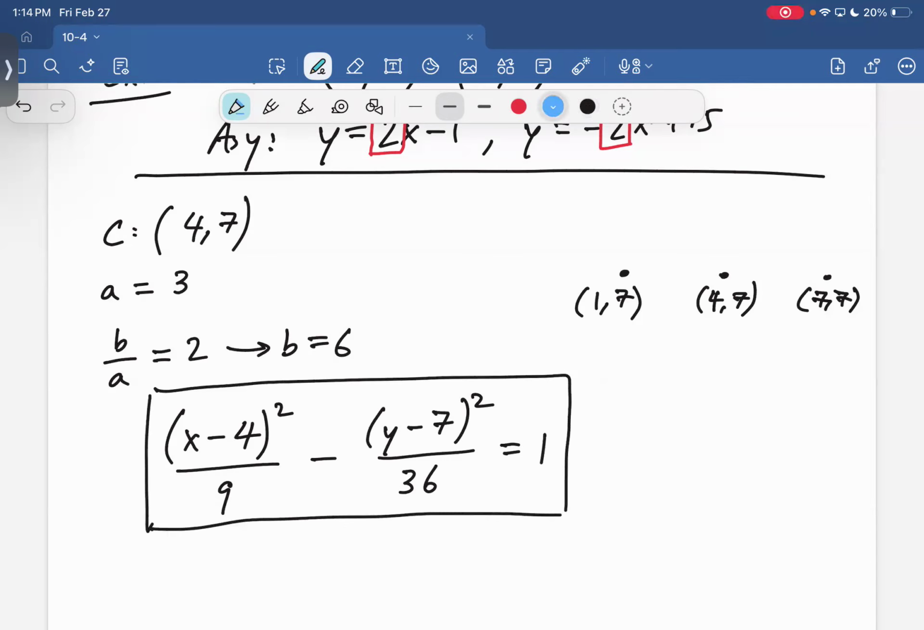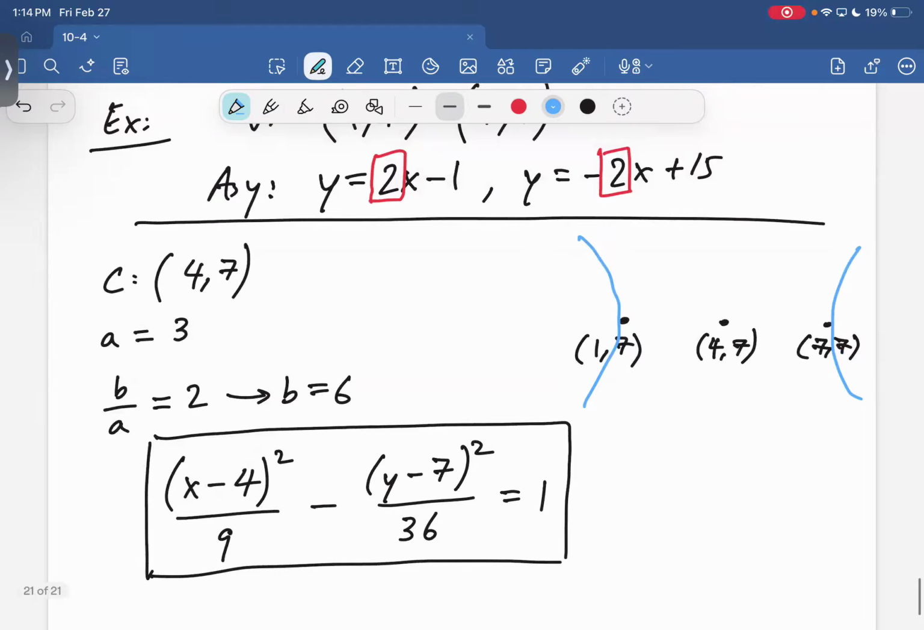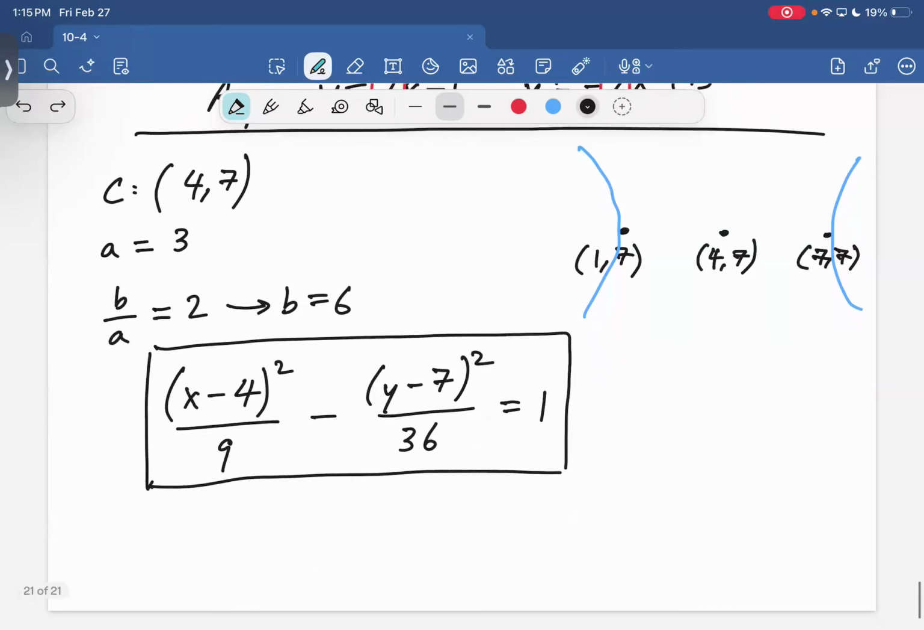Yes? How do you know the distance between the vertices and the center is A, not B? It's always A for a hyperbola. And why is it B over A for the slope? It's based on the slope of the asymptotes. Okay, so any questions? Let me go over one example for completing the square and you guys can do the classwork. I plugged it into the formula for the hyperbola. It's a horizontal hyperbola, so I plugged it into the horizontal formula.